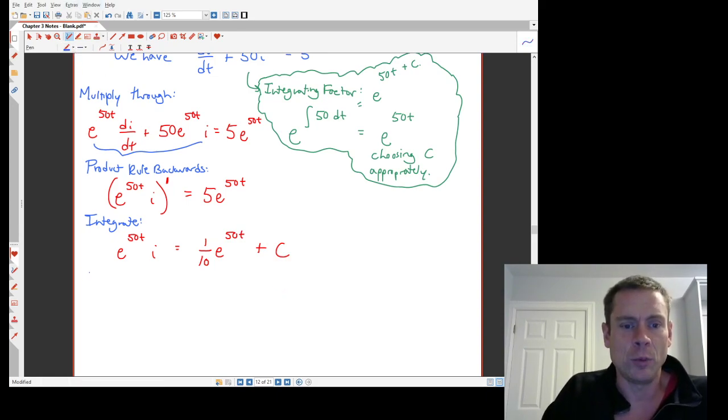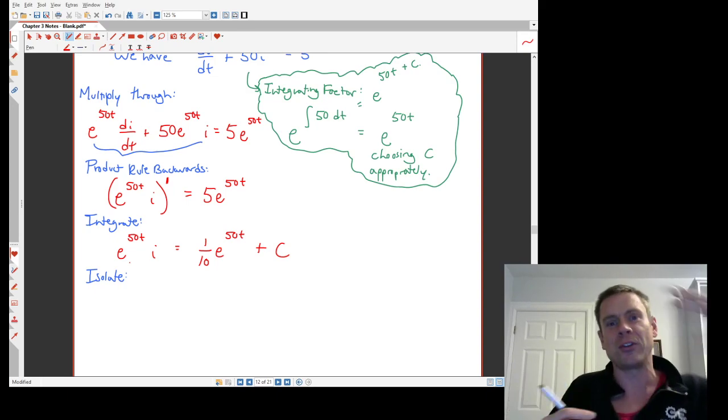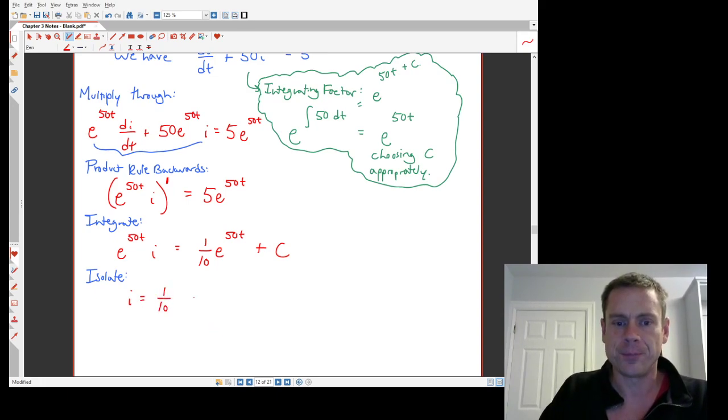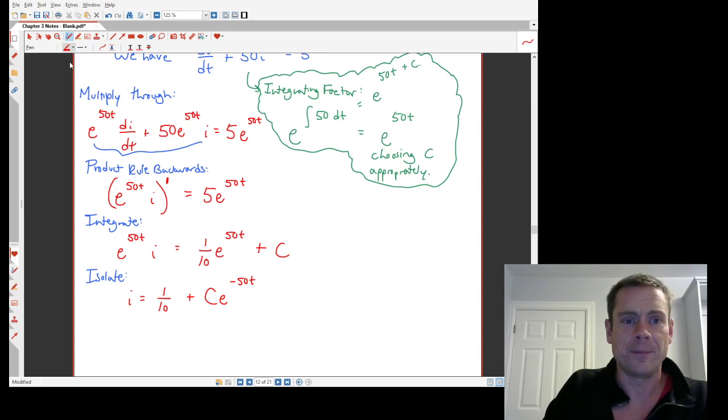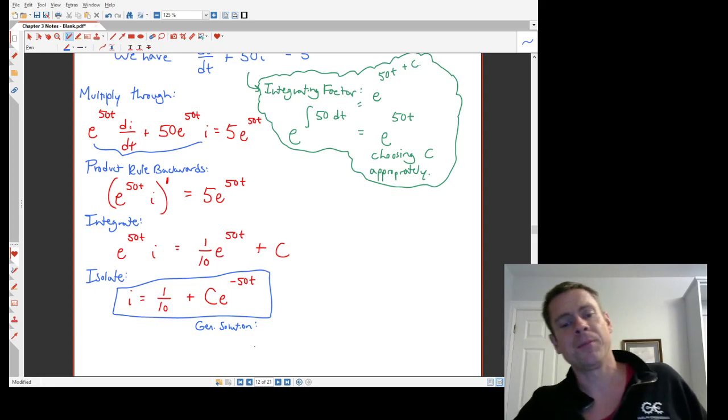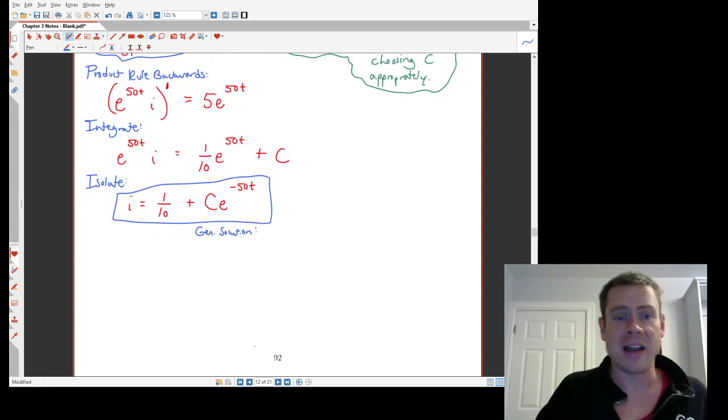And finally, we want to isolate, of course. So I'm going to divide both sides by e to the 50t, or equivalently, multiply both sides by e to the minus 50t. And we get I equals, well, look at that, 1/10 plus c e to the minus 50t, just like that. That is our general solution. It's a general solution, but we did have an initial value problem, so we would like to apply that now as a last step.